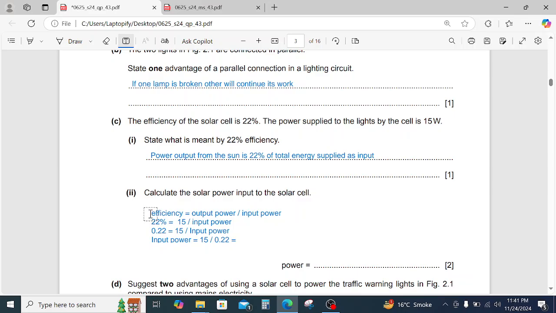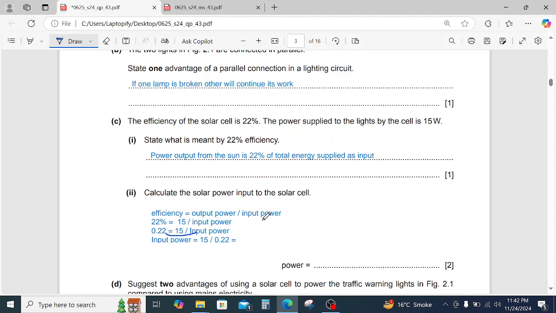So you have to apply the formula of efficiency. Efficiency is equal to output power divided by input power. Efficiency is 22%. Output power is given as 15 watt. You have to find the input power. For the percentage, you have to divide 22 by 100, so 22 divided by 100, you will get 0.22. Then replace the values and divide these two terms, and you can easily get the input.